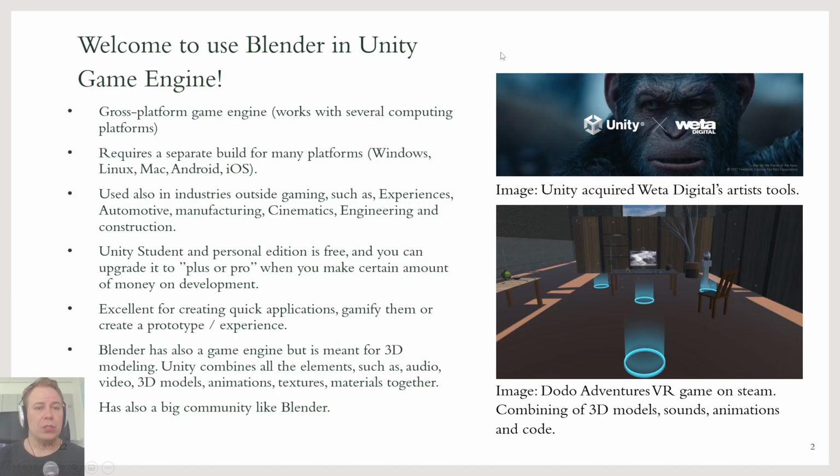Alright, so basically Unity is a cross-platform game engine, which means that it works with several computing platforms. For example, you can quite easily build games for Android, iOS, or for PC or Apple environments. Of course, they all have different kinds of systems, so it requires a separate build for many platforms.